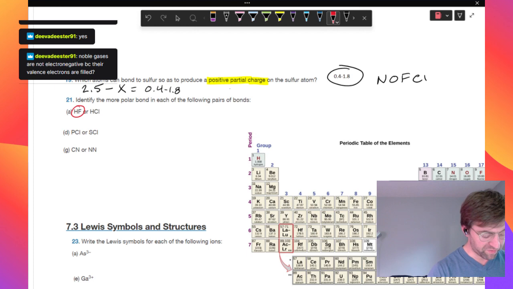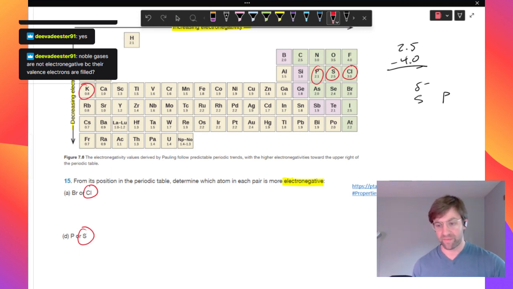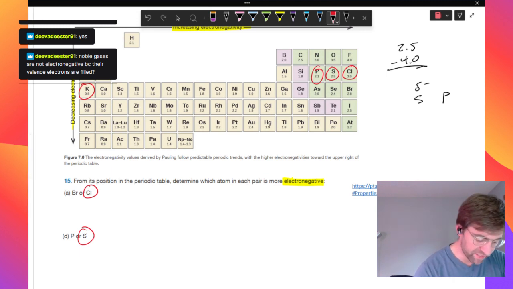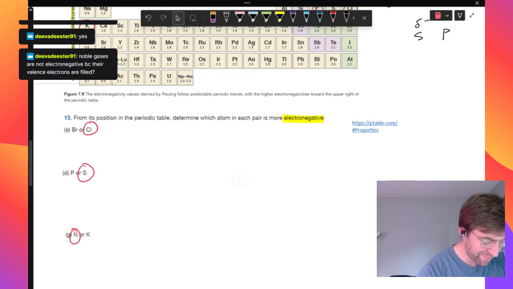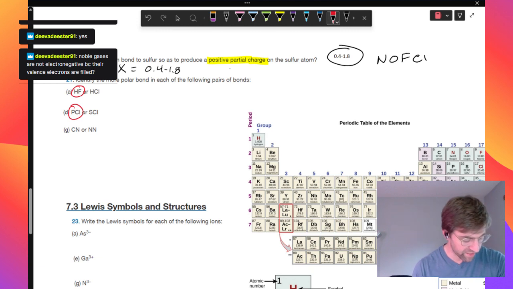Next up, we have a bond between phosphorus and chlorine, or sulfur and chlorine. Right away, we can tell just by proximity on the periodic table, the difference between sulfur and chlorine is much less than phosphorus and chlorine. Not by a whole lot, but a little bit. So phosphorus and chlorine is our answer.